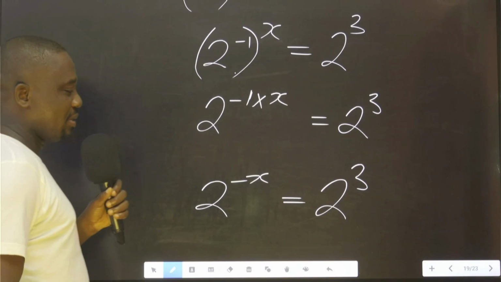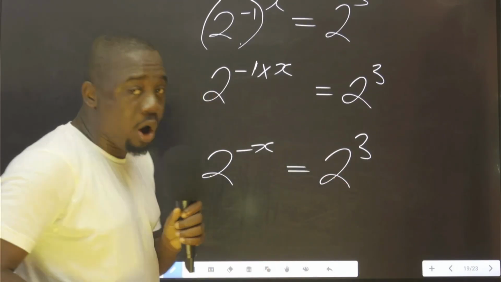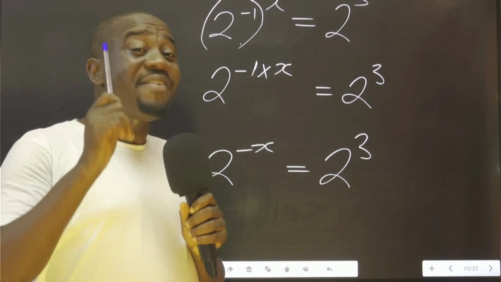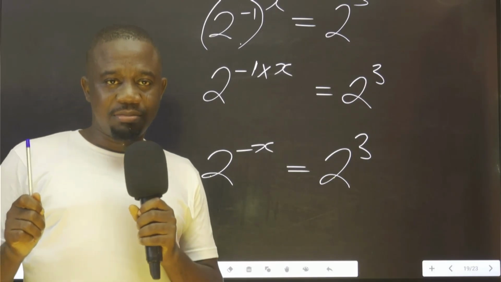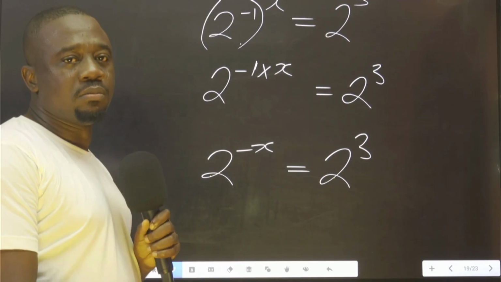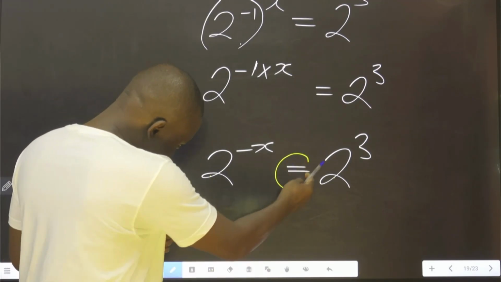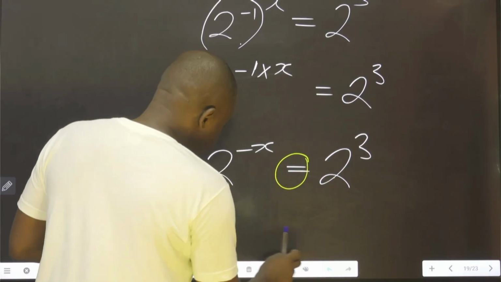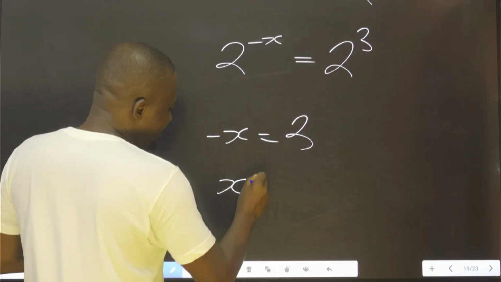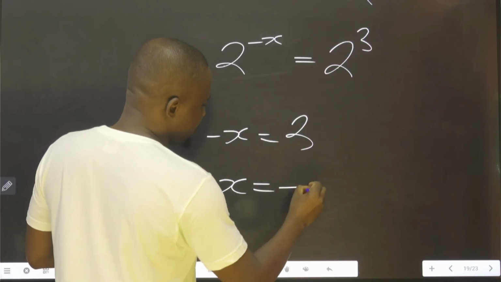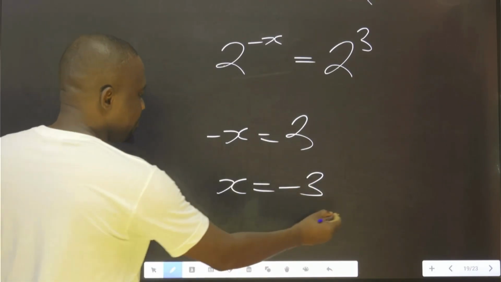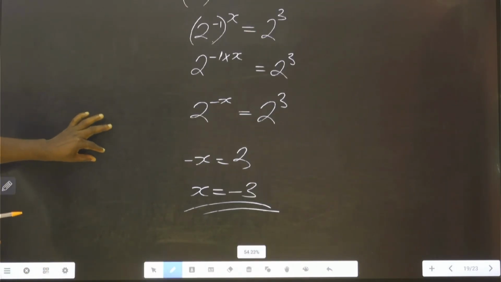Now, because these bases are equal, the indices must be equal. Of course. Whenever you see the bases are equal like this, know that the indices are also equal, as long as there is an equal sign between them. Therefore, minus x is equals to 3. And to get x now, take this minus to this other side, or you divide both sides by minus 1, okay? That is the solution, x equals minus 3.